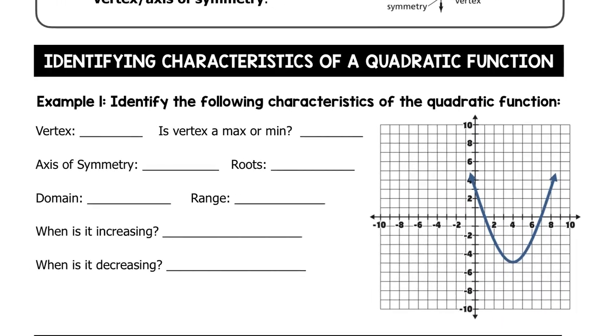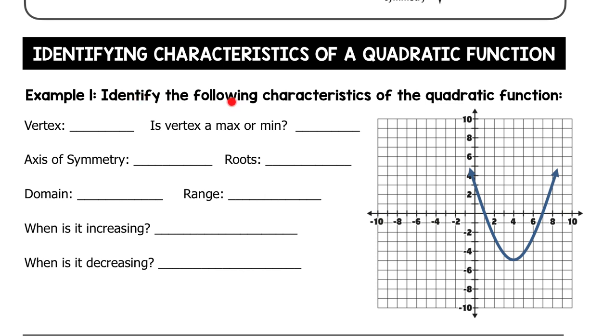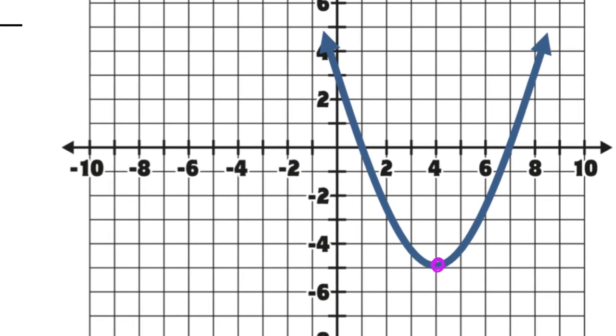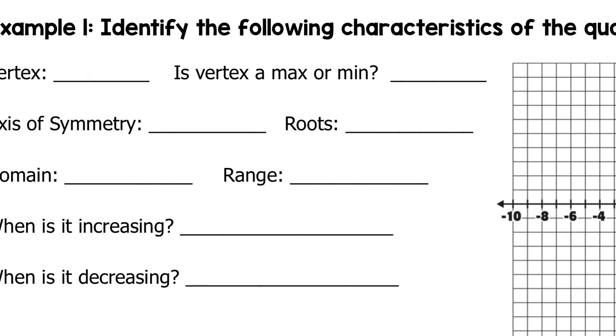Okay, so in this example, we are being asked to identify all of the following characteristics of this quadratic function. So it's really just practicing this vocabulary, making sure we know what all of these things are. So let's do that. The vertex is, remember, that highest or that lowest point. So in this example, it would be this point right here at the bottom. And when you write out the vertex, you just want to write it as an ordered pair. So the coordinates of this point are +4, -5 on the y-axis. So we're going to write that as an ordered pair.